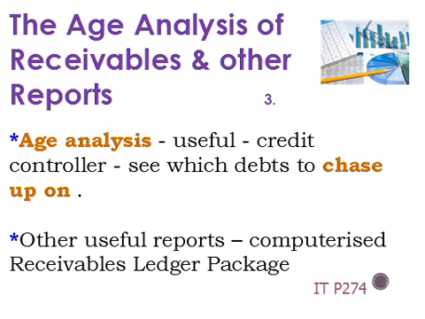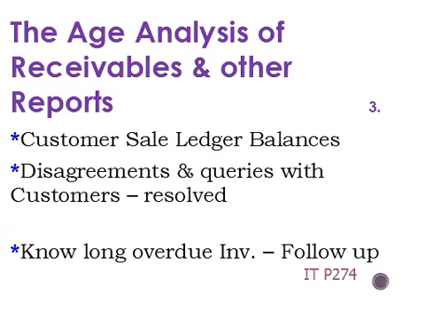3. An age analysis is useful to a credit controller. It makes it easy to see which debts are outstanding and need to be chased up. It is one of the various useful reports that can be printed from a computerized receivables ledger package. A business needs to know what a customer's sales ledger balance consists of, so that they can resolve disagreements and queries with customers quickly. They also need to know which invoices are long overdue so they can follow them up.